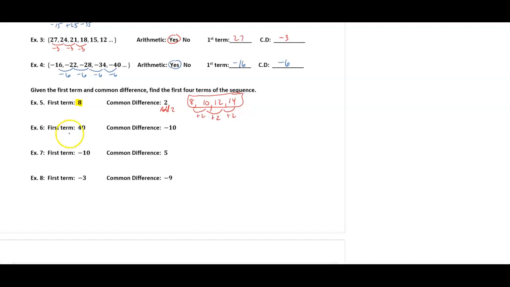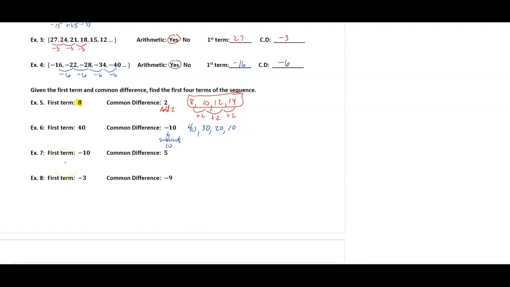If I start with the first term of 40 and my common difference is negative 10, I'm going to go ahead and subtract 10. So I start with 40, minus 10 is 30, minus 10 is 20, minus 10 is 10.